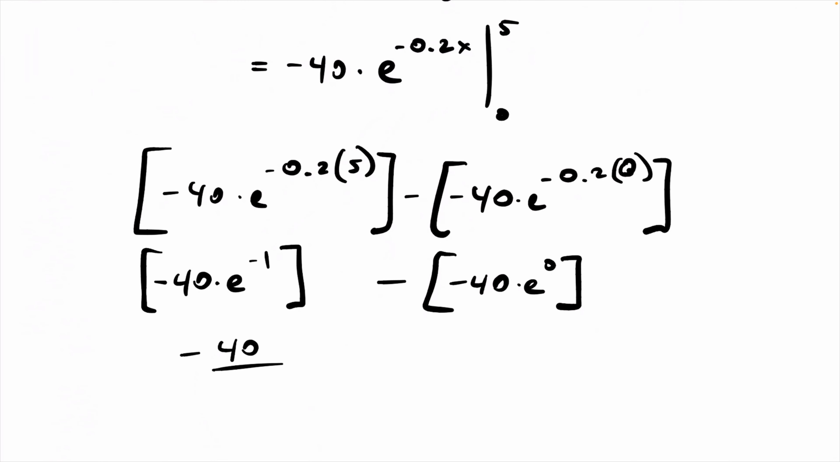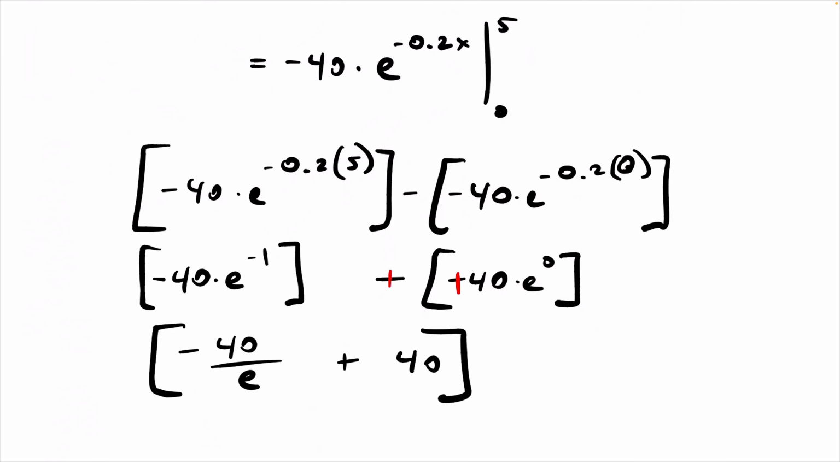And so it's really this, right, because it's minus a negative. So negative 40 over e plus 40. You can factor out a 40, but it's not necessary. Okay, so that's that.